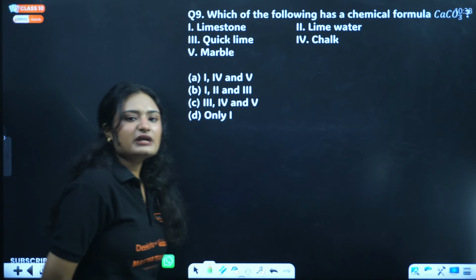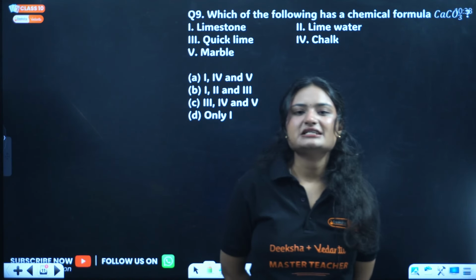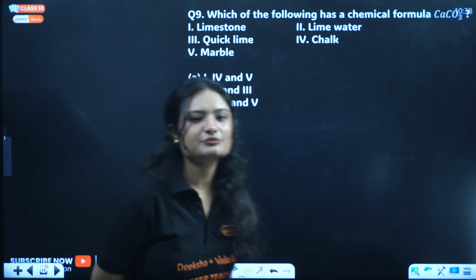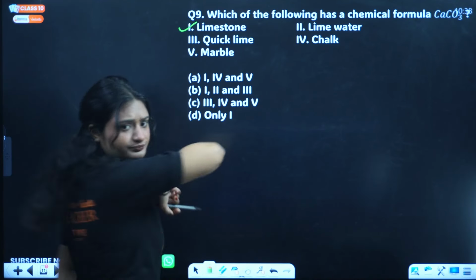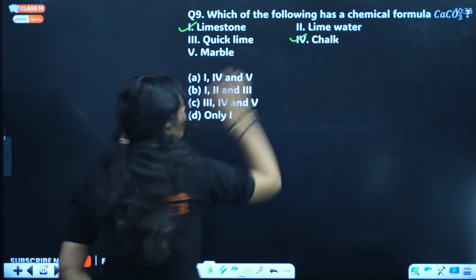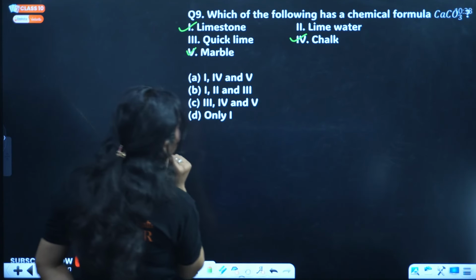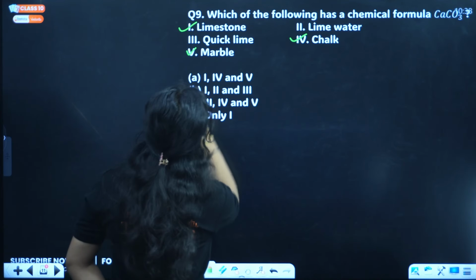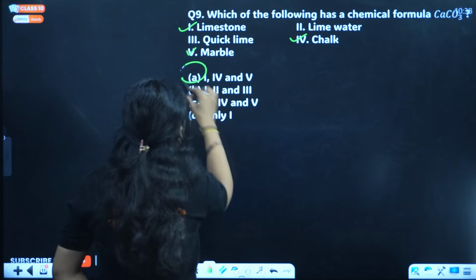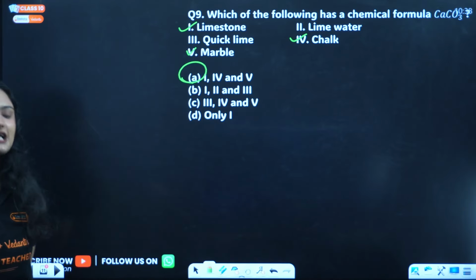Which of the following has a chemical formula of calcium carbonate, CaCO3? What do we call calcium carbonate? Limestone has the same formula, chalk has the same formula, marble has the same formula. So which is the option? Option number 1, 4 and 5. Option number A. That is your correct answer.